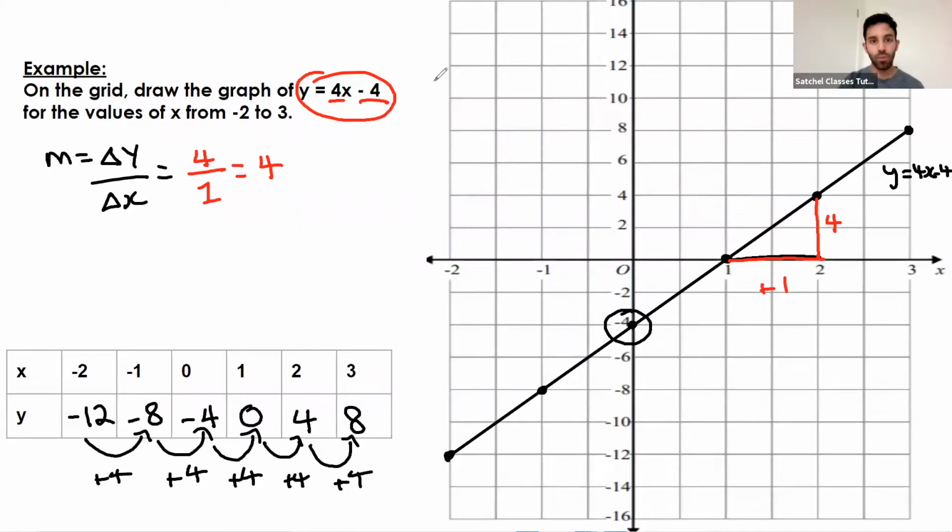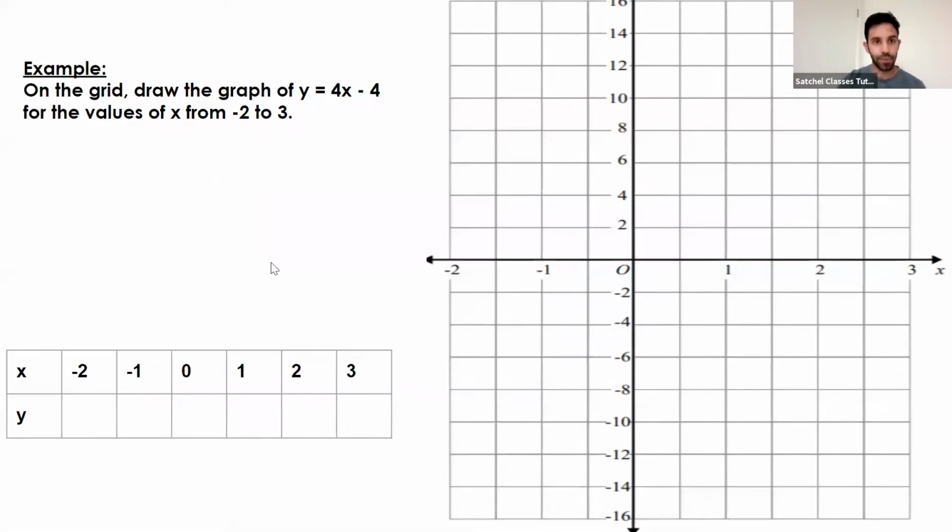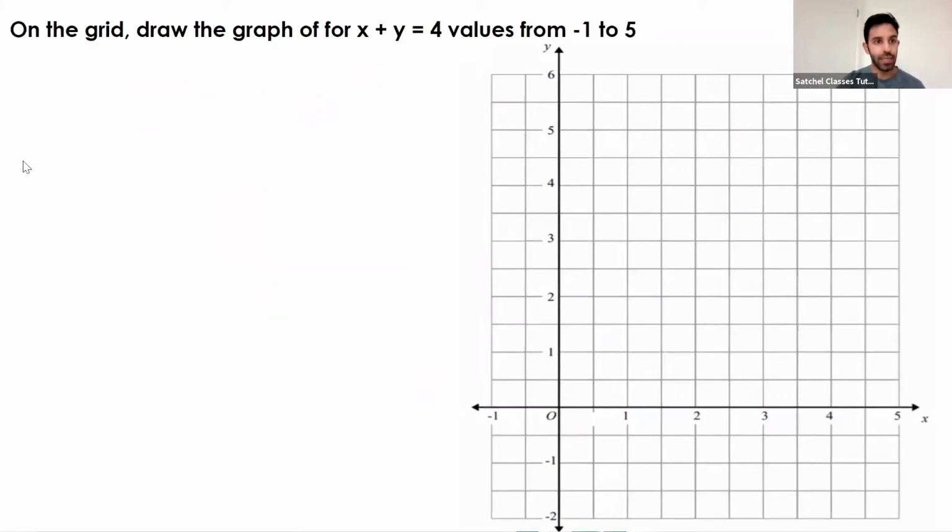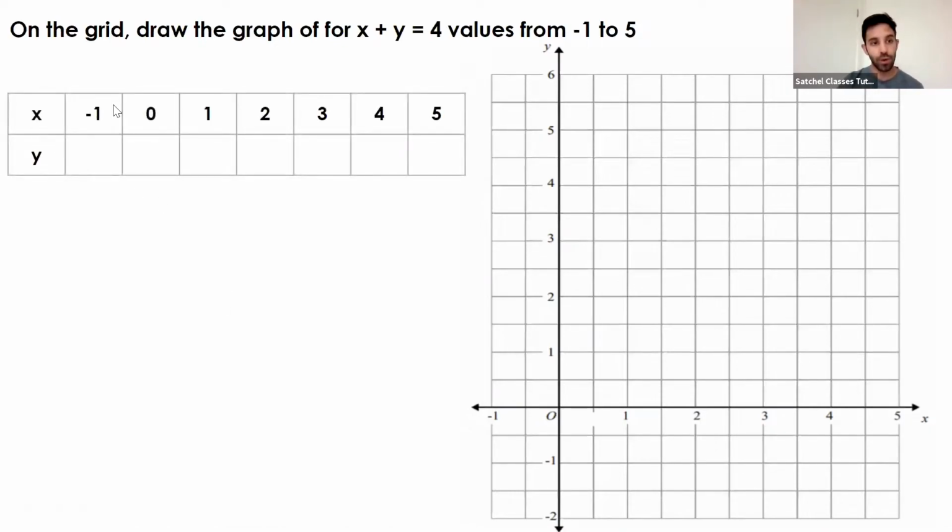All right, let's do one more example. So here it says, on the grid, draw the graph of x plus y is equal to 4 for the values from -1 to 5. So again, sometimes in a question, the table of values is given to you. Sometimes you might have to draw it yourself. So in this case, I'm going to draw it myself, or I should say animate it myself. And now what I need to do again is to substitute the values in.